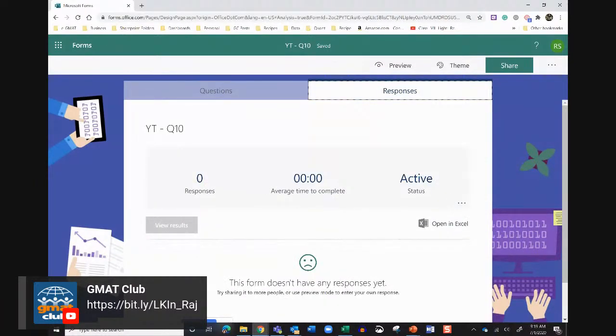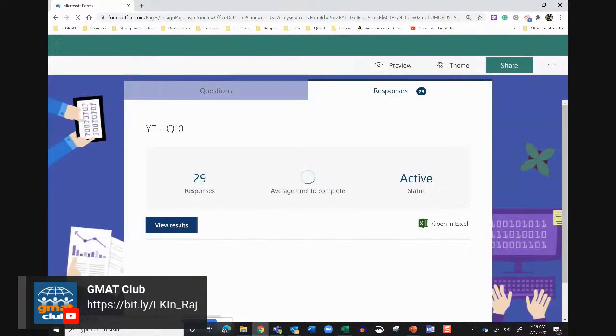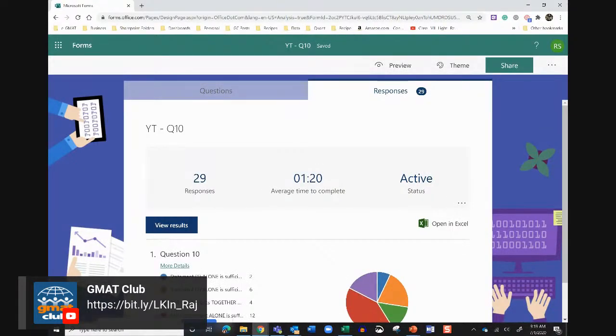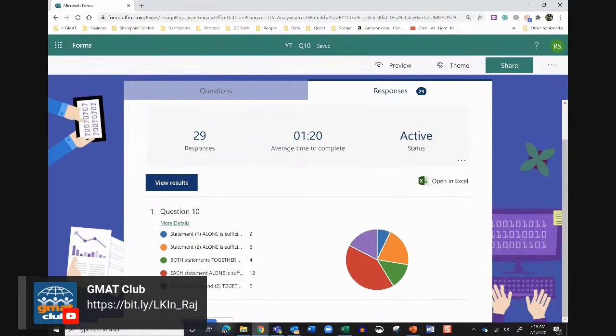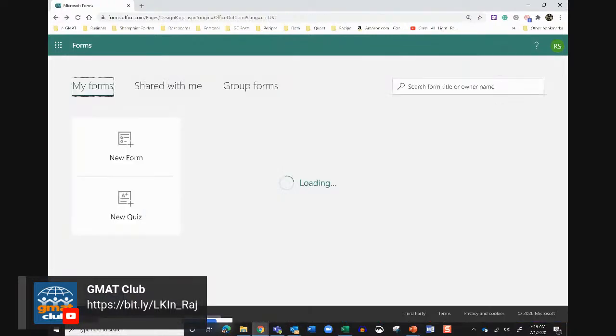For some reason, I think I need to refresh this because we had responses. Yes, we have 29 responses. You can see the average time to complete, and you can see choice D was the most popular one. About 40% of you chose choice D. Actually, yes, 41% chose choice D, and then the other responses were quite popular as well.